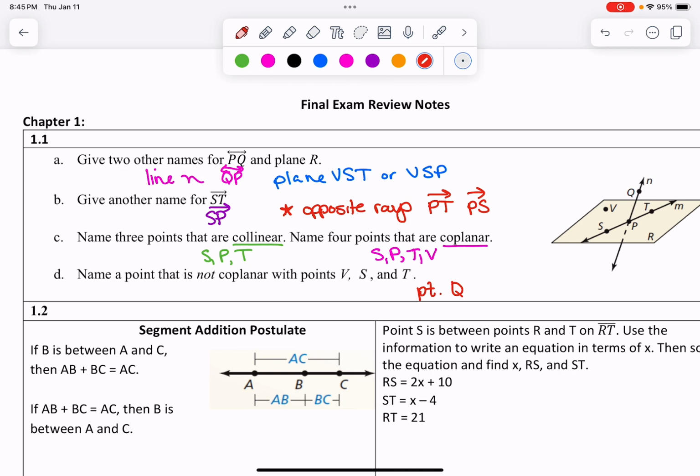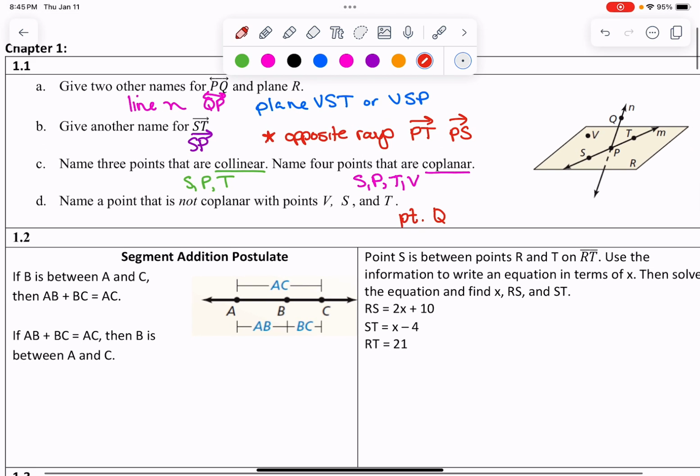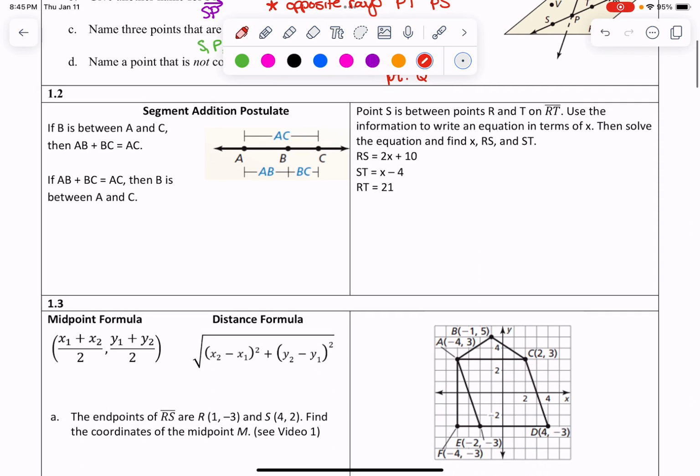In section 1-2, the biggest thing that we went over was the segment addition postulate, which says that the 2 parts of the segment add up to the whole thing. And we use this quite often when we're dealing with our proofs. If we look at our example, we're given that our point S is in between R and T, and we're given some lengths. We're given that RS is 2x plus 10, ST is x minus 4, and RT has a length of 21.